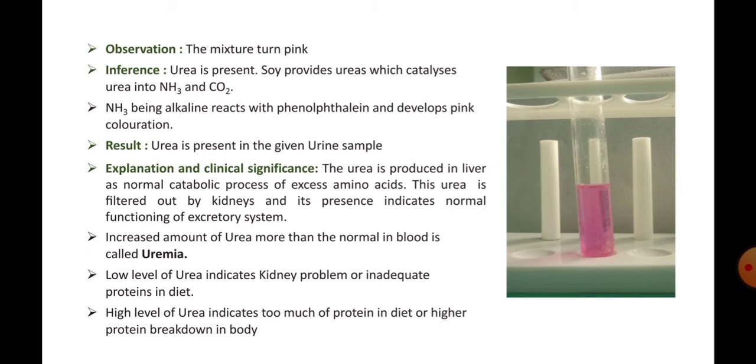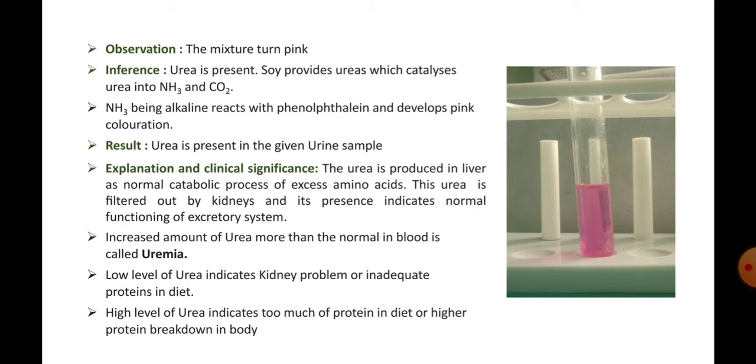The soybean flour that we added provides an enzyme, urease. This enzyme catalyzes the breakdown of urea to ammonia and carbon dioxide. Ammonia, being alkaline, reacts with phenolphthalein and develops the pink coloration. Now urea is produced in the liver as a normal catabolic process of excess amino acids. And this urea is filtered out by the kidney. Its presence in the urine indicates normal functioning of the excretory system.